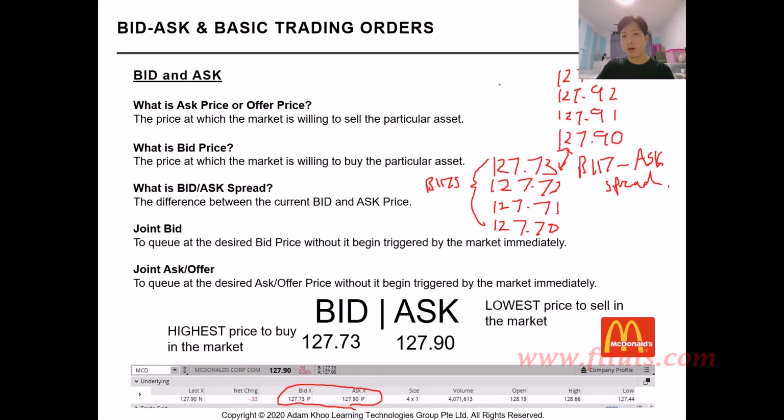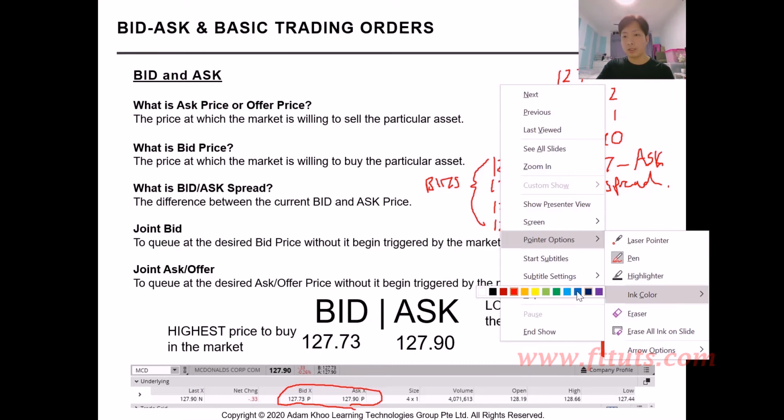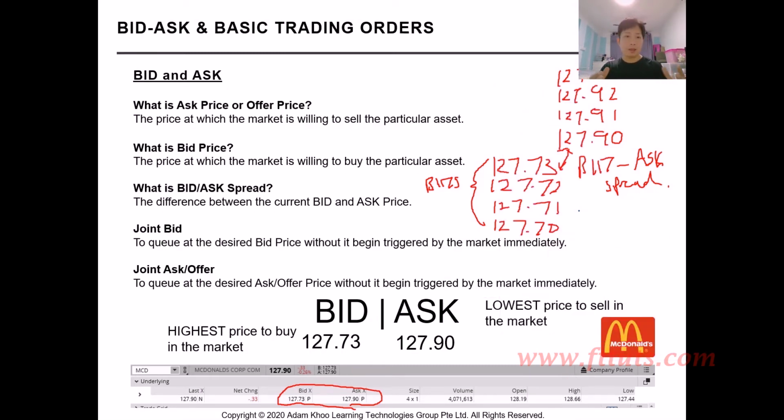Okay, there are some very basic orders that traders will use. At the end of these slides, you can read more about the basic orders that I'm going to cover in this video. So here, just focus on what I'm going to go through first. More details on the basic orders are at the back of this handout.